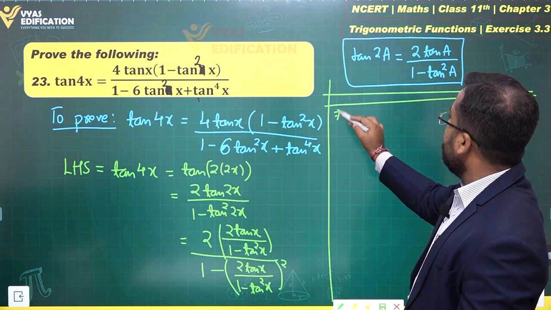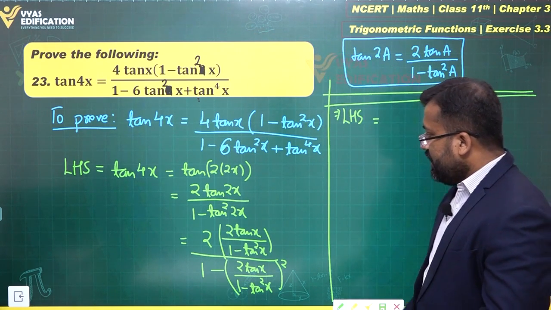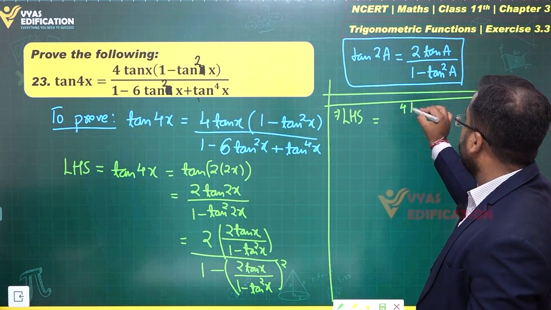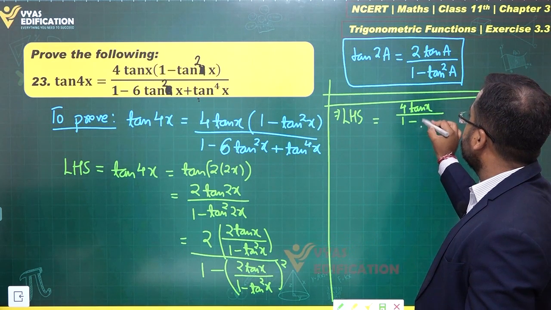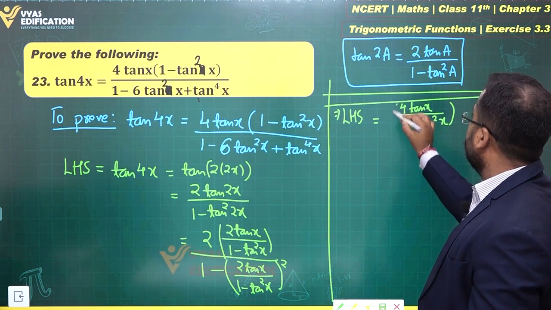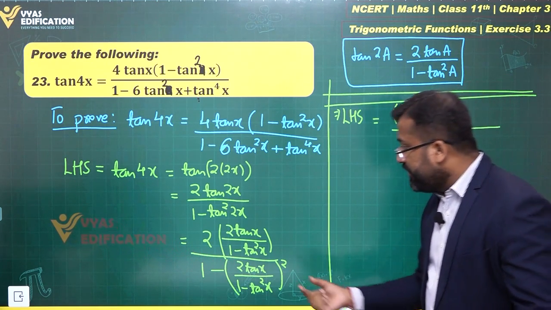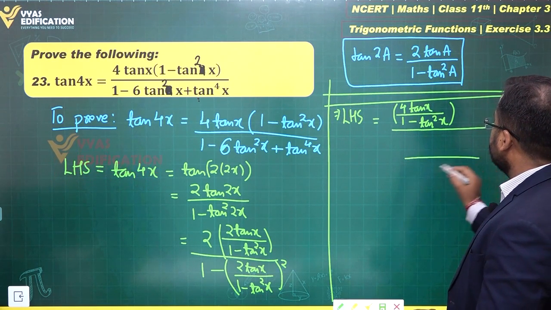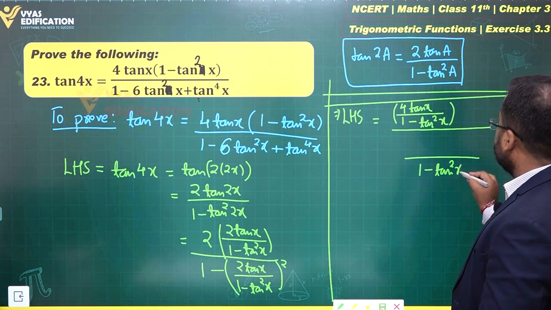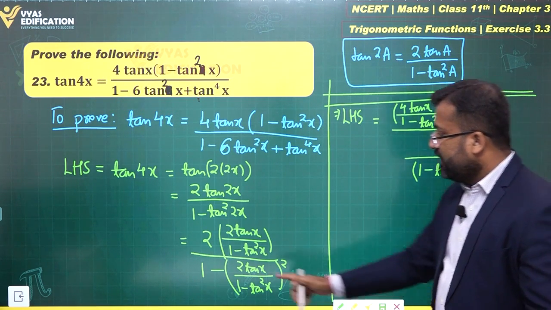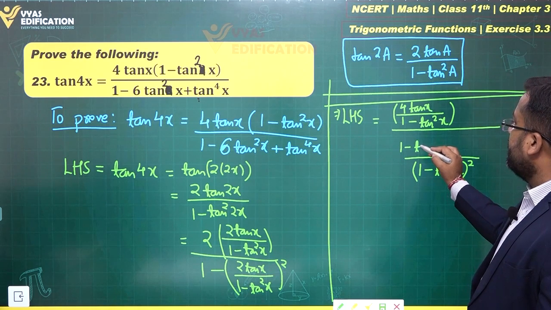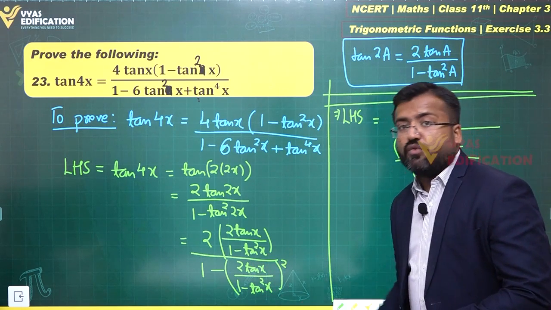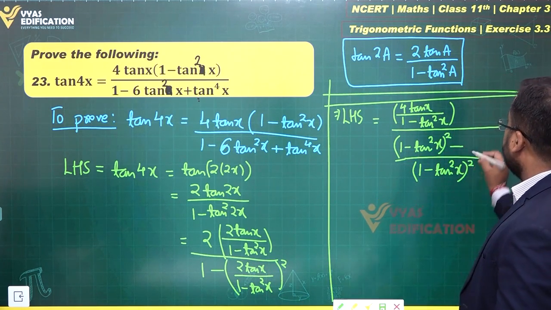Let's do it. This gives me LHS equals what? Let's take a look at the numerator. What is that equal to? This is 4 tan x over 1 minus tan square x in the numerator. What about the denominator? In the denominator you have this square over this square. Can we take the LCM? Yes. Let's take the LCM. So this is 1 minus tan square x whole square. This is 1. On taking the LCM, this will become 1 minus tan square x whole square over here, minus this square. What is this? 2 tan x whole square. That is 4 tan square x.